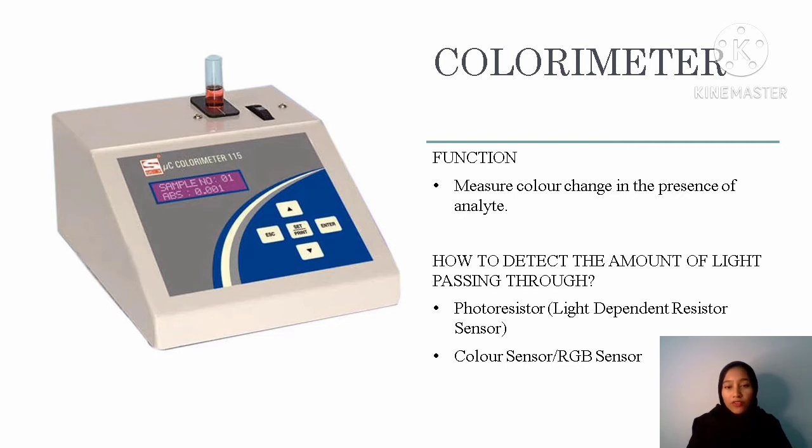How to detect the amount of light passing through from the colorimeter? First is the photoresistor or light dependent sensor. Number two is the color sensor or RGB sensor. An LDR sensor is an electronic component that is used to detect light and change the operation of a circuit depending upon the light level. In a colorimeter, the color sensor converts color light to proportional RGB voltage output. The voltage output of each RGB channel increases linearly with increasing light intensity.